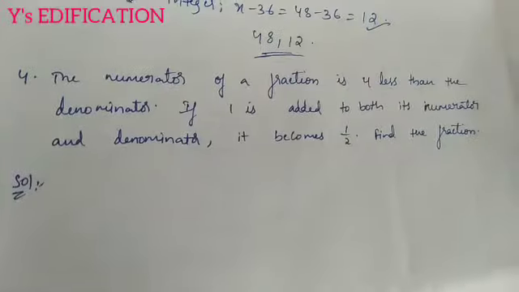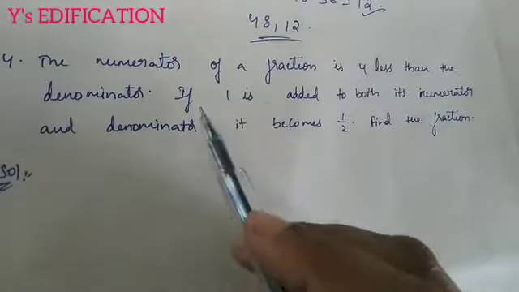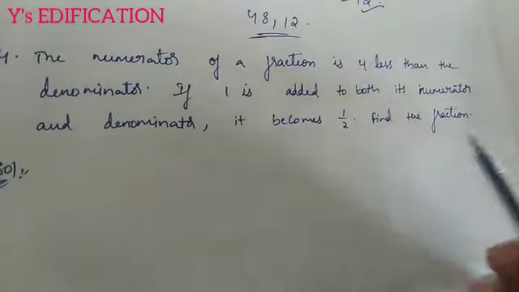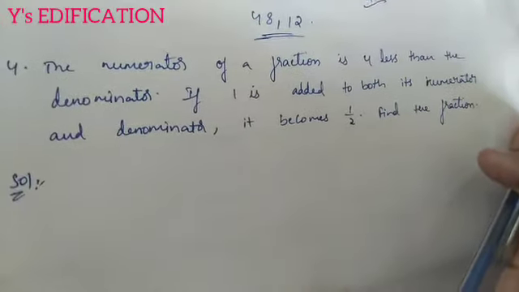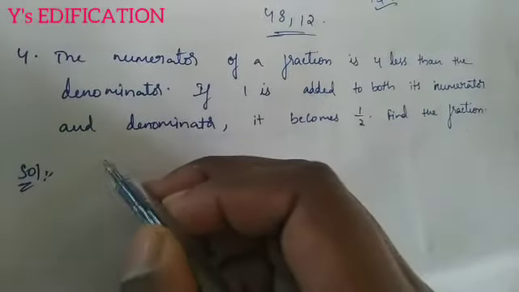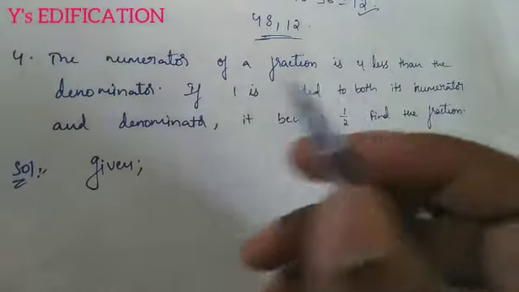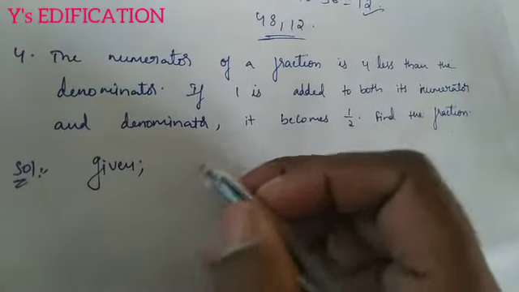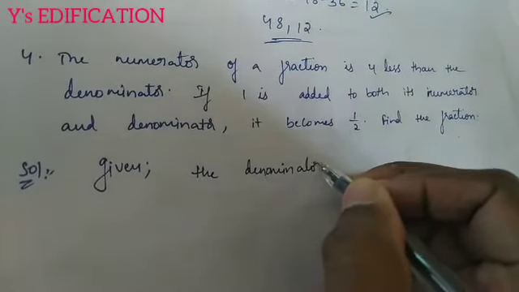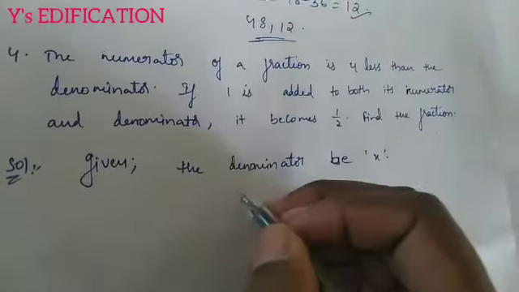Okay. Next question. The numerator of a fraction is 4 less than the denominator. If 1 is added to both its numerator and denominator, it becomes 1 by 2. Find the fraction. Here they gave a fraction, that means we will have a numerator and a denominator. From the given data, the numerator of a fraction is 4 less than the denominator. Let the denominator be x.